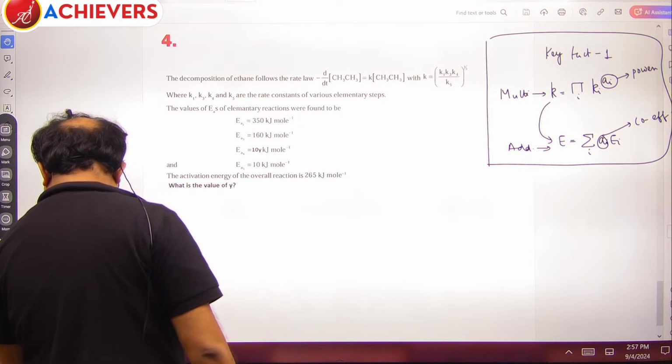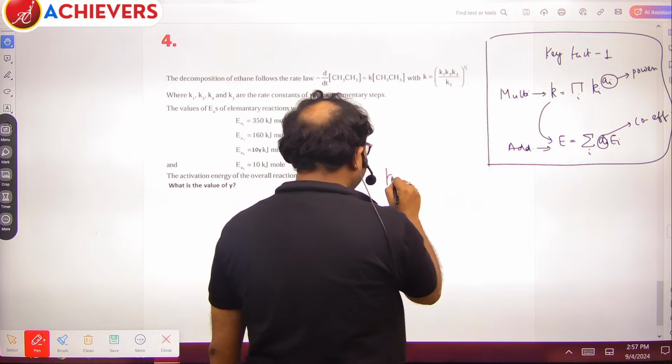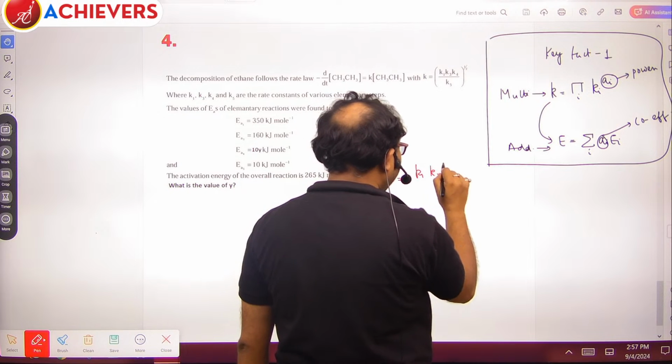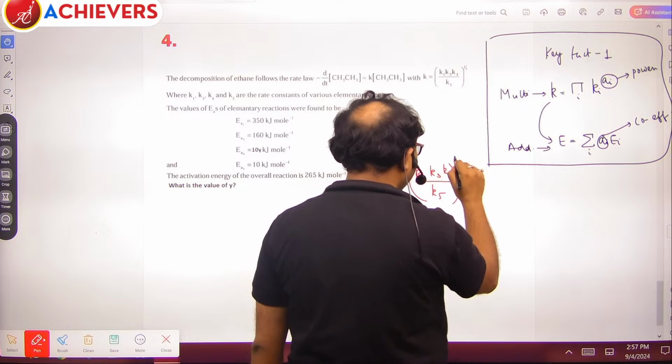Now, in this particular problem, you see, the overall rate constant is given, K equal to K1, K3, K4 by K5 whole to the power half.